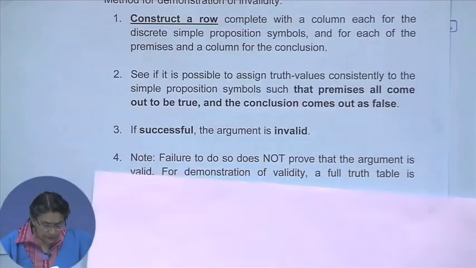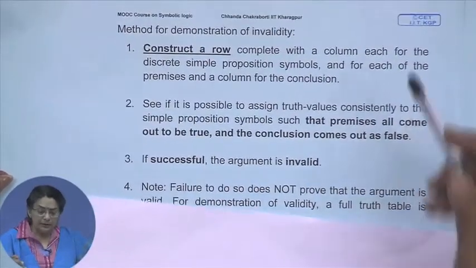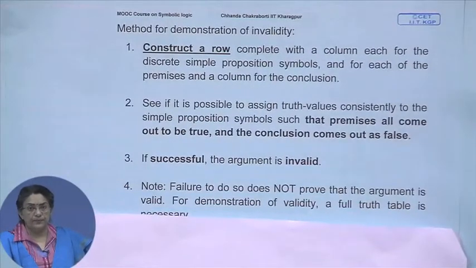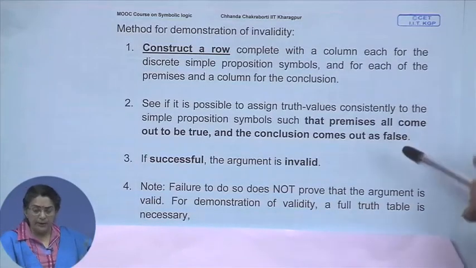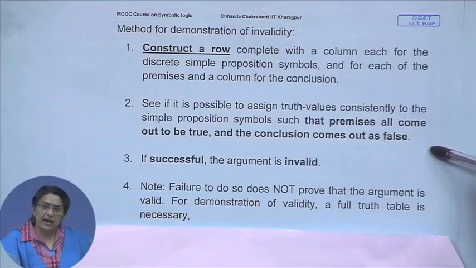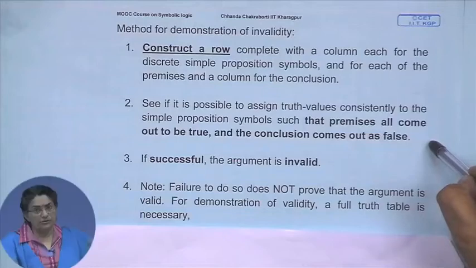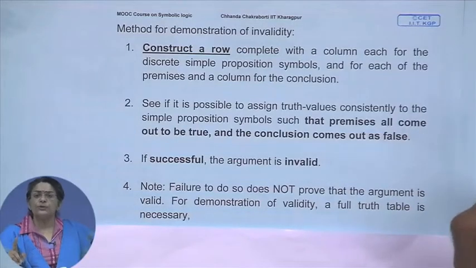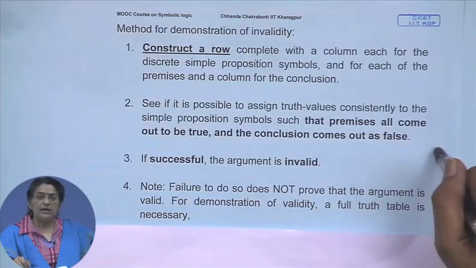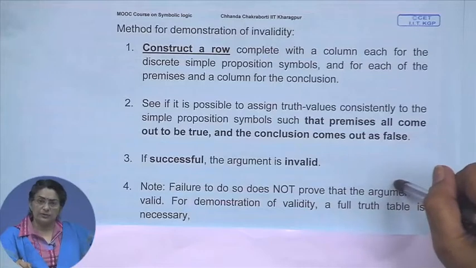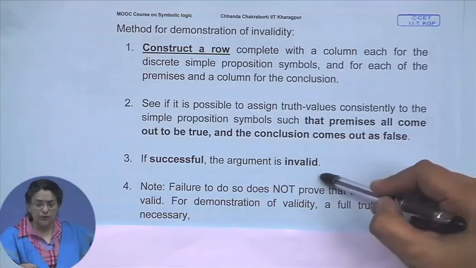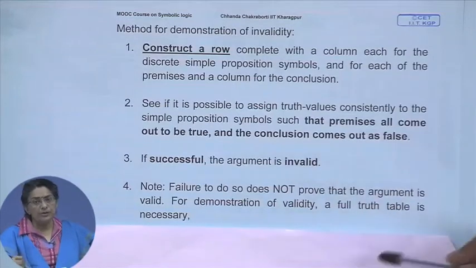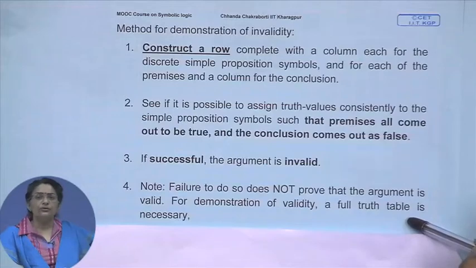All right. So, once more, what is it that we are doing? One, a shorter truth table means that you construct a row, a row in a truth table, which shows what? That there is at least one truth value assignment possible to the simple propositional symbols which will make the premises true and the conclusion false. And that one possibility, that there exists one such possibility, is good enough to establish the invalidity of the argument. So, if you are successful in showing this, then you have shown the argument to be invalid. But demonstration of validity, as I said, is not going to be proven by the shorter truth table. You are going to need the full truth table.